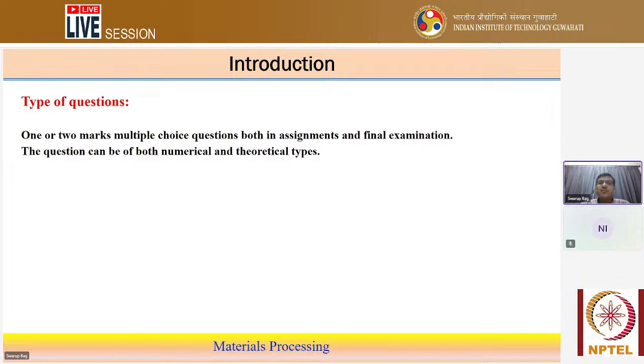Now I already mentioned the types of questions in the different weeks. You are already solving the different assignment problems, so you can observe the pattern of the questions in the assignment problems. You can expect similar kinds of questions in the final exam. But of course, it will be based on small numerical problems, based on the theory, and based on the expressions and formulas you have utilized in this course. So try to learn all these formulas, so that it will be useful for your final exam.